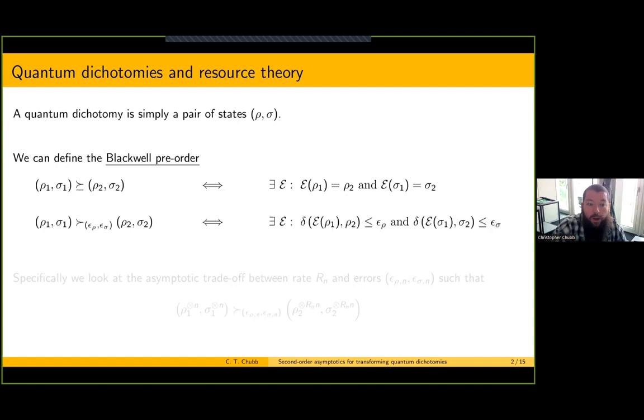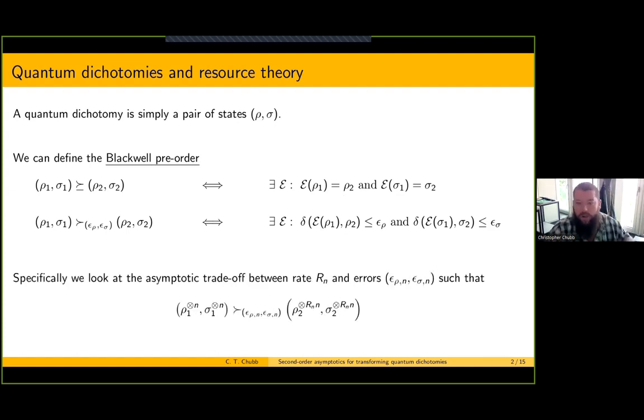Now, one could extend this, which is what we're going to look at mostly in today's talk, which is an approximate version of this, right? It's a relatively straightforward definition. Instead of exactly mapping, I'm going to say that I get close in some distance measure. You could pick any distance measure you want, infidelity, trace norm, whatever. So now the map has to send ρ1 close to ρ2 and close in the sigmas as well, with potentially different errors here.